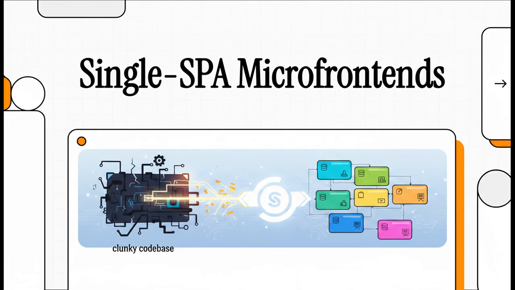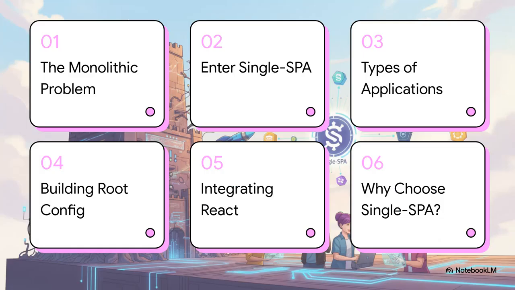We're drawing from a really brilliant technical deep dive by front-end devs to completely rethink how we build for the web. Here is our roadmap for today. 1. The monolithic front-end problem. 2. Enter single SPA. 3. Three types of applications. 4. Building the root config. 5. Integrating React. And finally, 6. Why choose single SPA. Let's get to it.